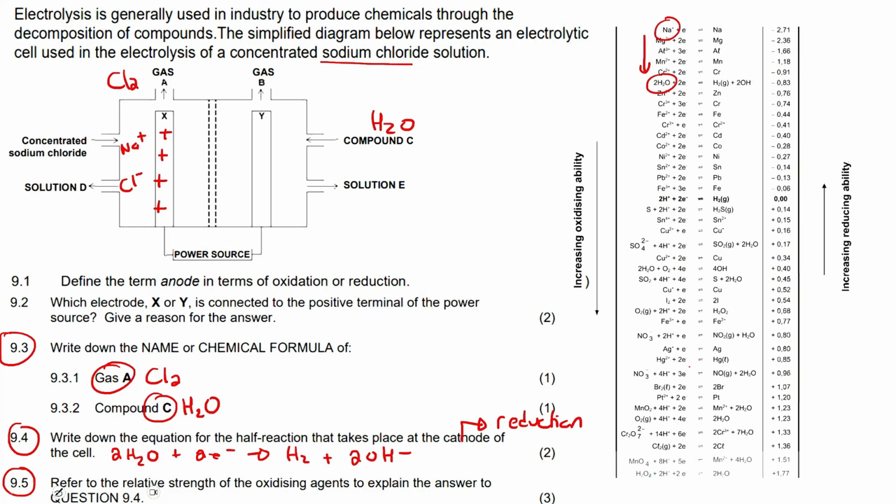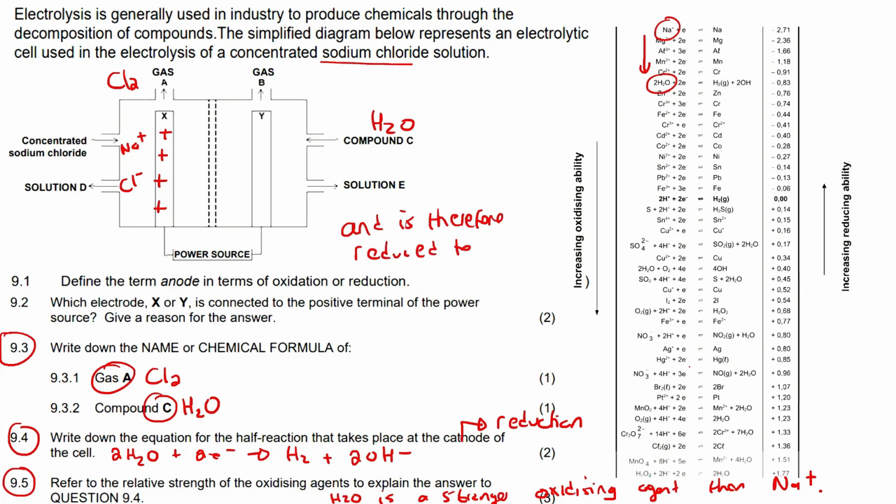So we can just say that H2O is a stronger oxidizing agent than Na plus. And that's not going to get us 3 marks. So you should say water is a stronger oxidizing agent than Na plus, and then add to that, and is therefore reduced to, and we can see that it's going to get reduced to hydrogen and OH minus.